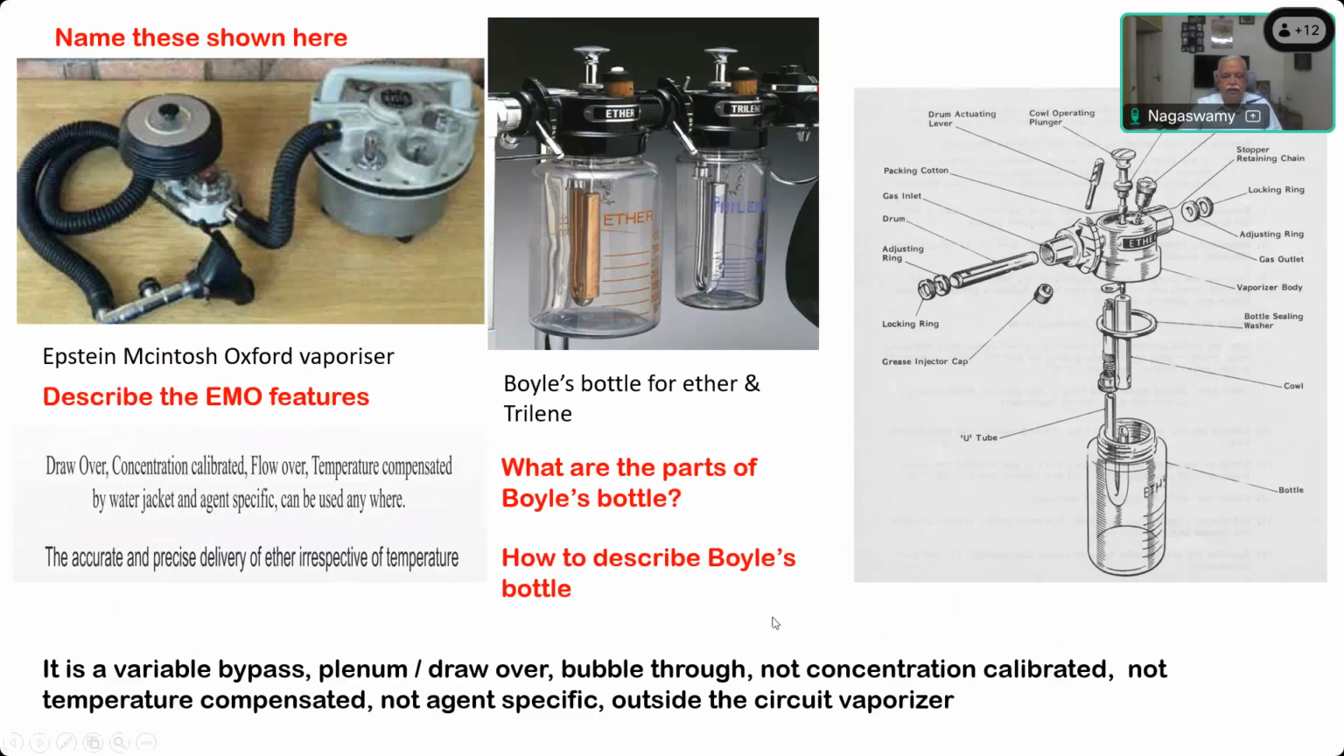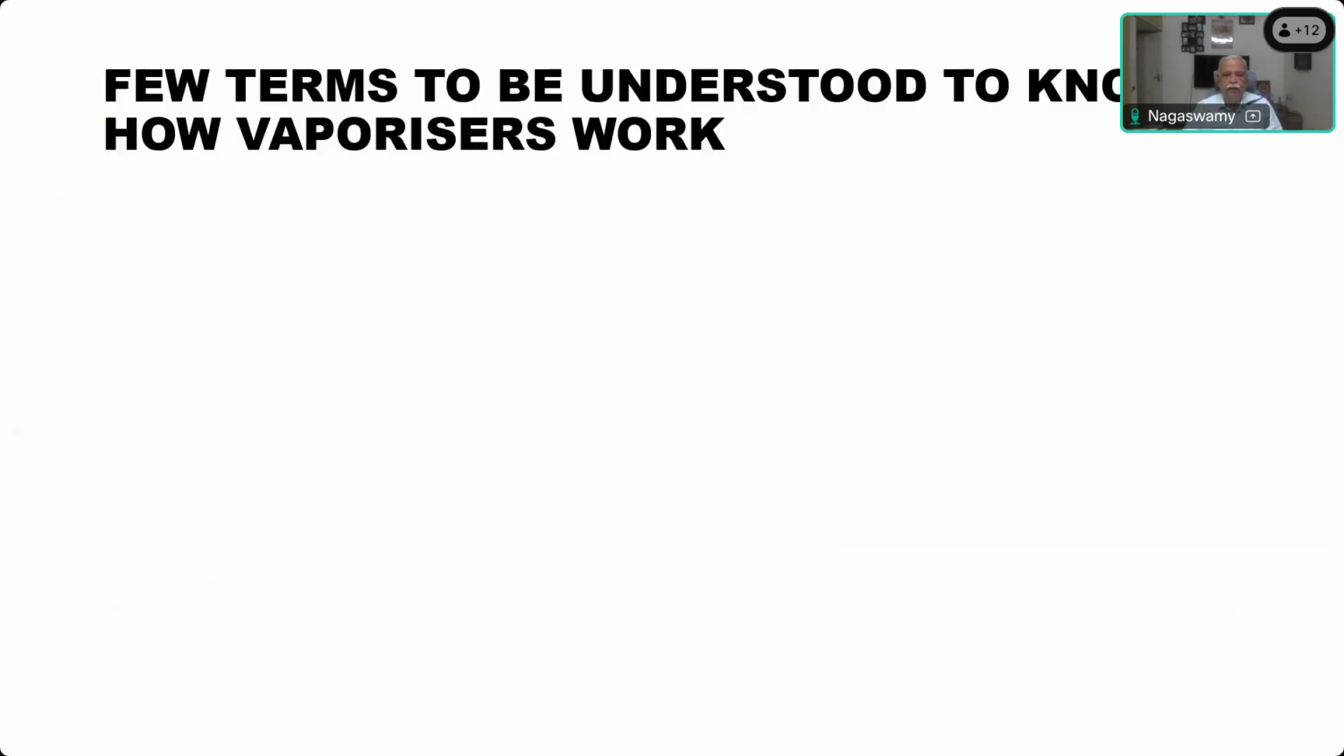So this is not agent specific, and this is kept outside the circuit. You cannot use these two inside the circuit system. It is always kept outside the circuit system. So vaporizer outside the circuit, VOC. Okay, these are all the descriptions that you have to say for any vaporizer, which will be subsequently seen. Now you have to understand a few terms before you understand about the vaporizer.